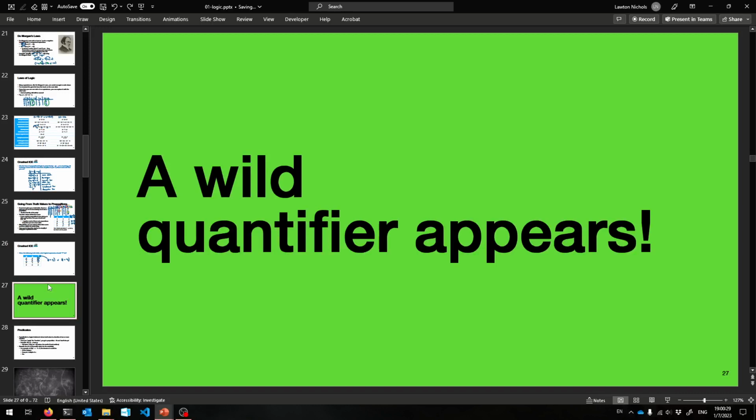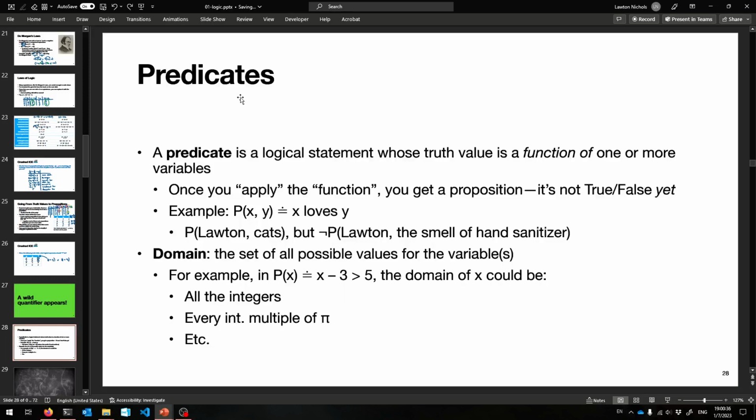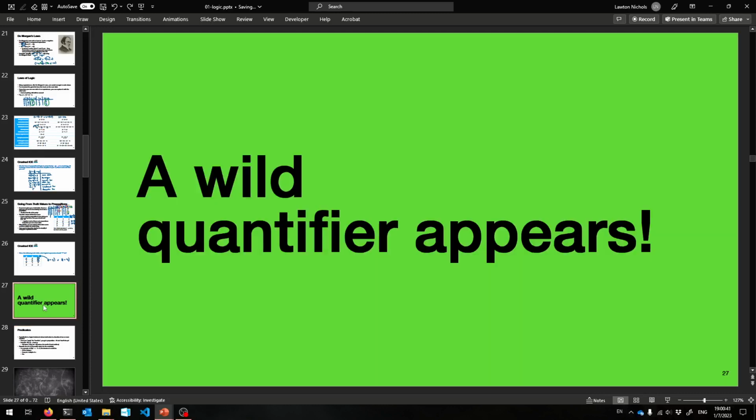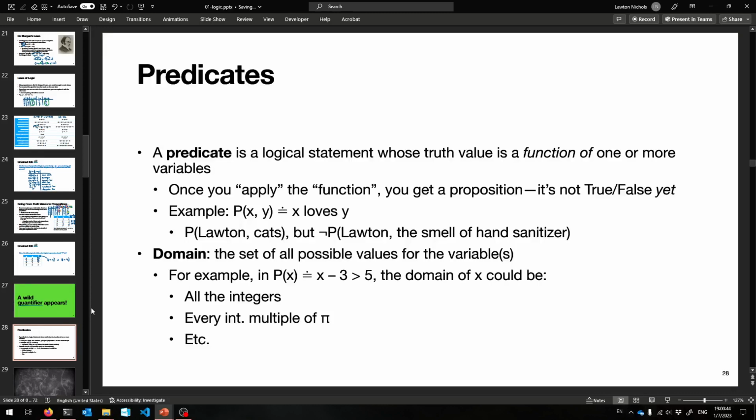So I just want to give you a sneak peek of what we're going to be doing next time before I end the lecture. But let's talk about one last concept called quantifiers. Fancy term. So it also has to do with something called a predicate. So we've talked about propositions, right? Propositions are things that are true and false. Predicates are things that can become propositions, but they're not yet propositions. A predicate's a logical statement whose truth value is a function of one or more variables.